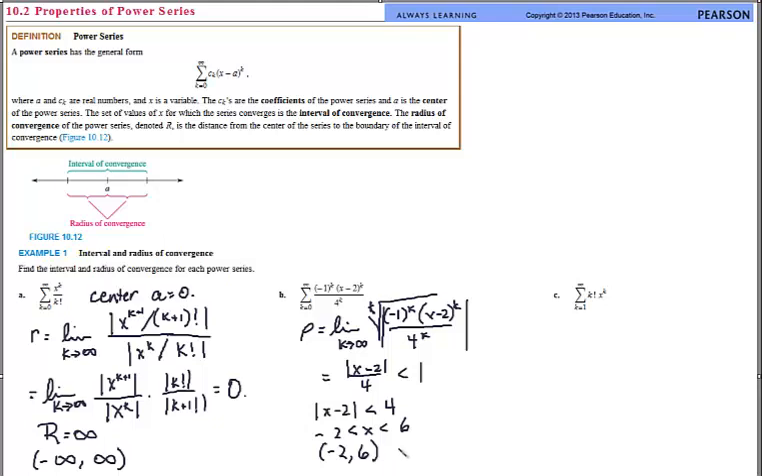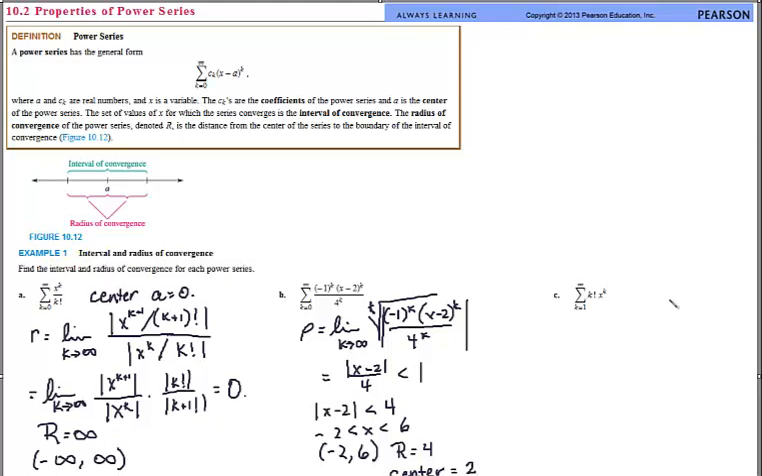And this would then mean that my radius is then 4, with my center being 2.